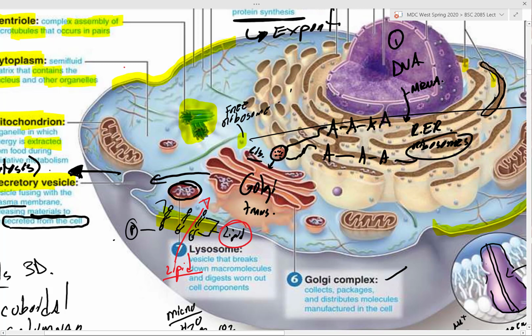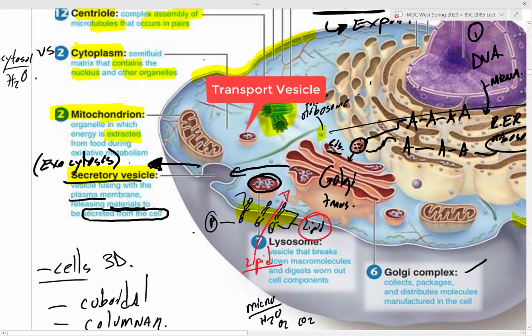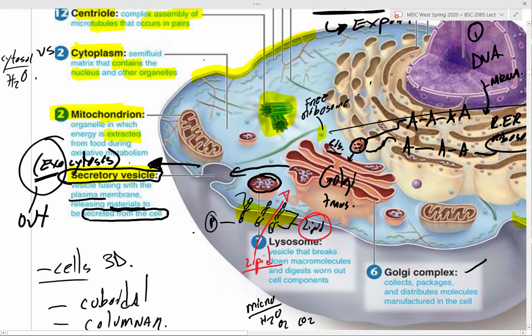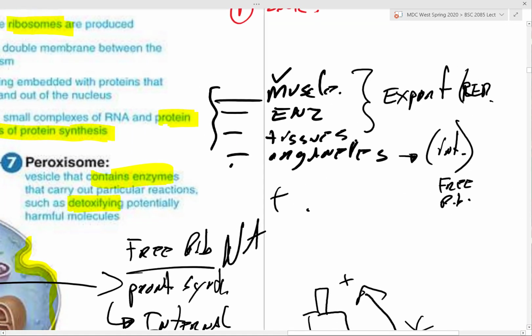And then it's going to go into a secretory vesicle that is going to allow for things to get out of the cell. To make what? I don't know, whatever it is that you want to make. A muscle, an enzyme, a tissue, whatever you want to use that protein for, okay? So I guess that's it for today, guys.